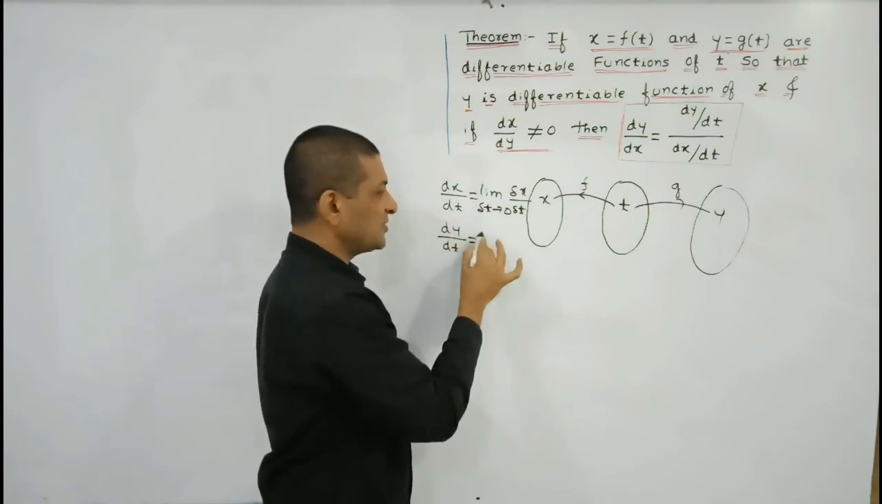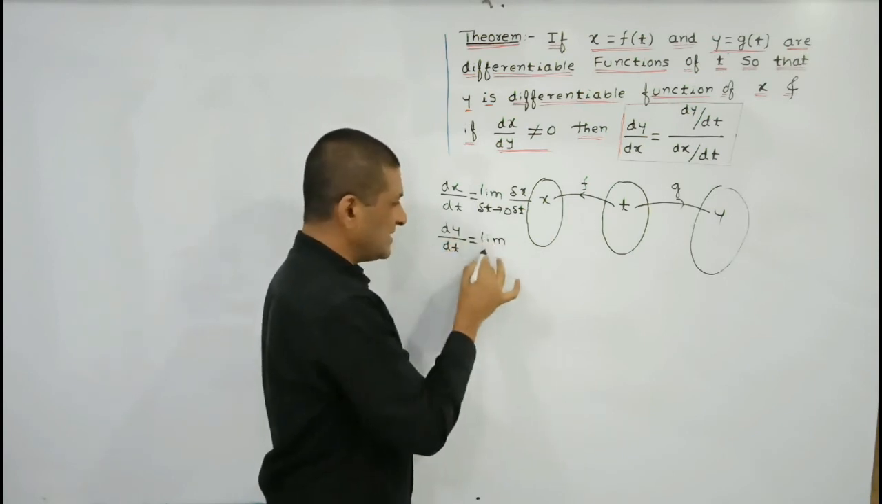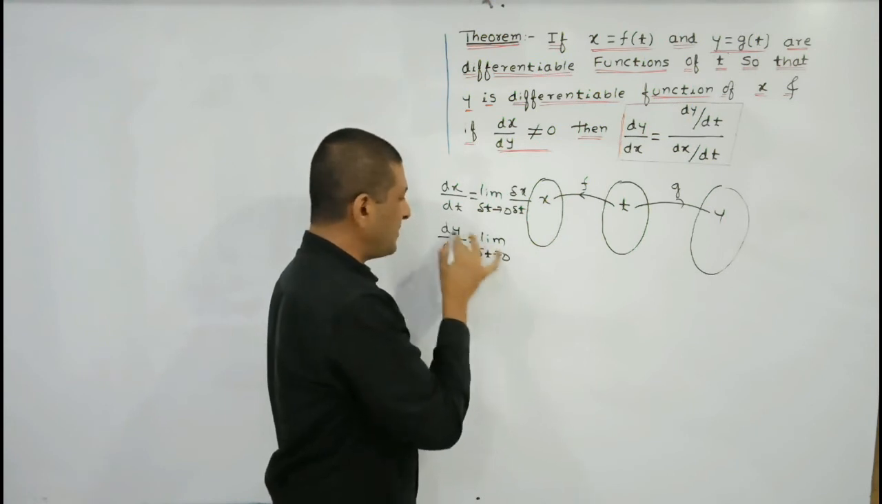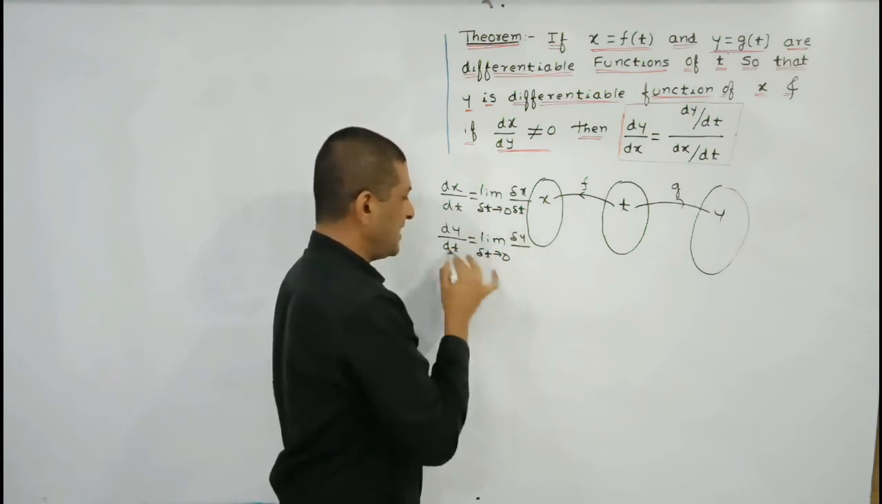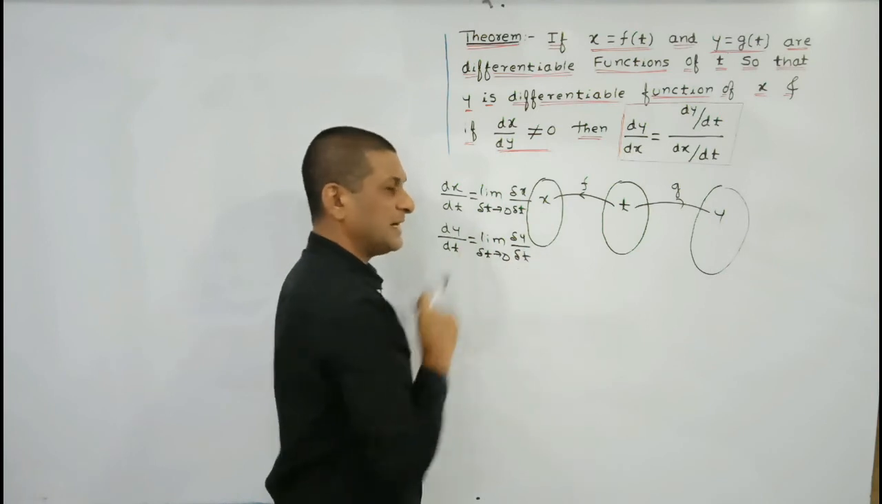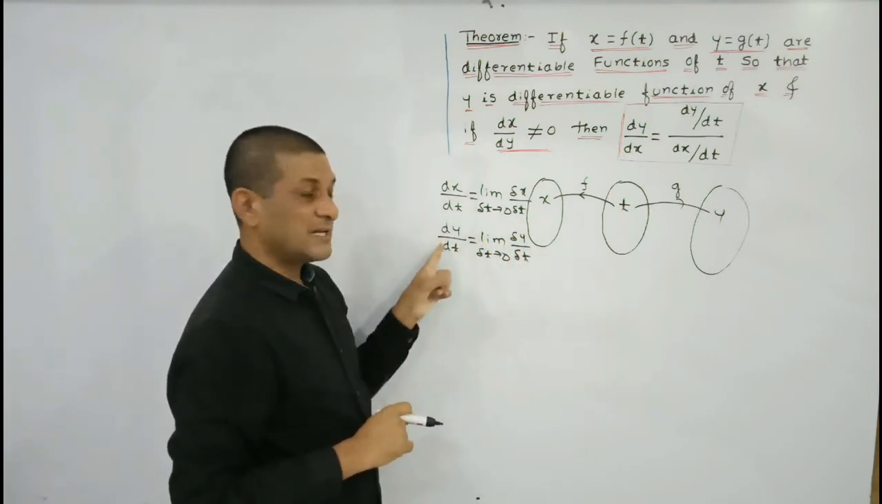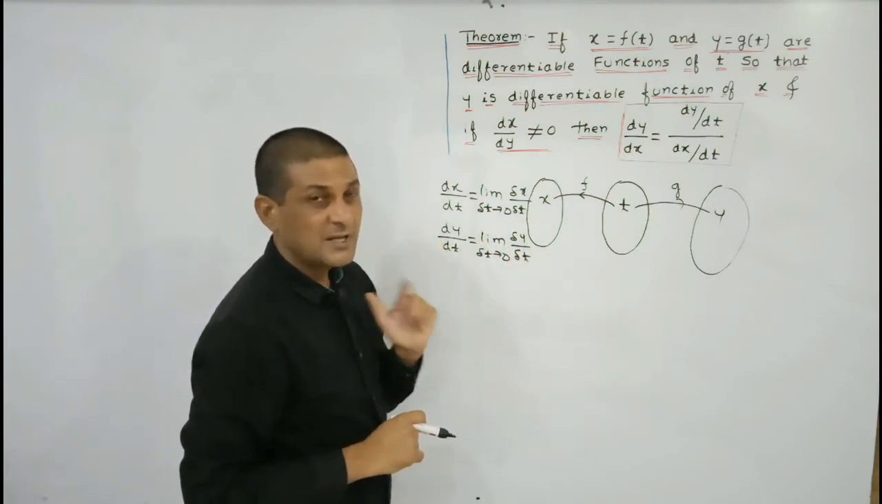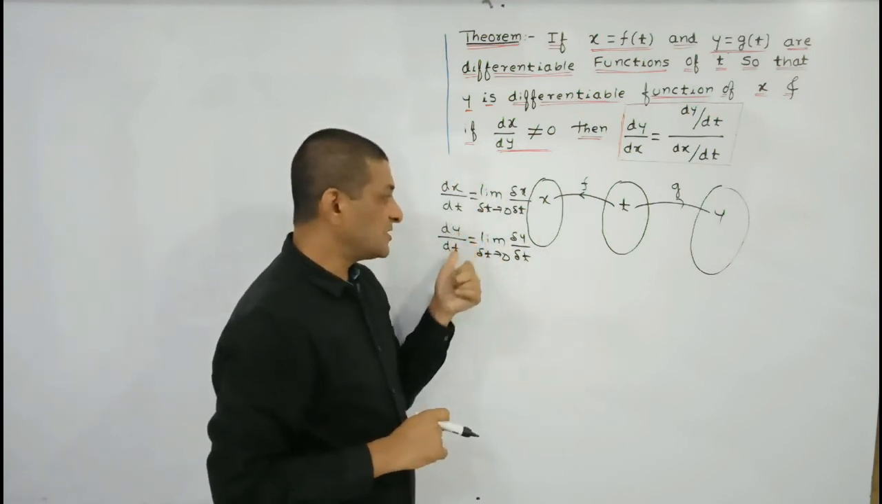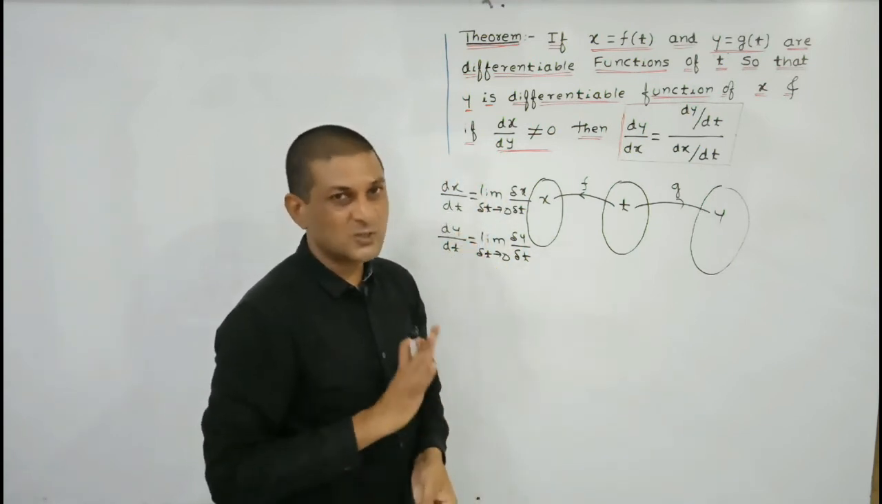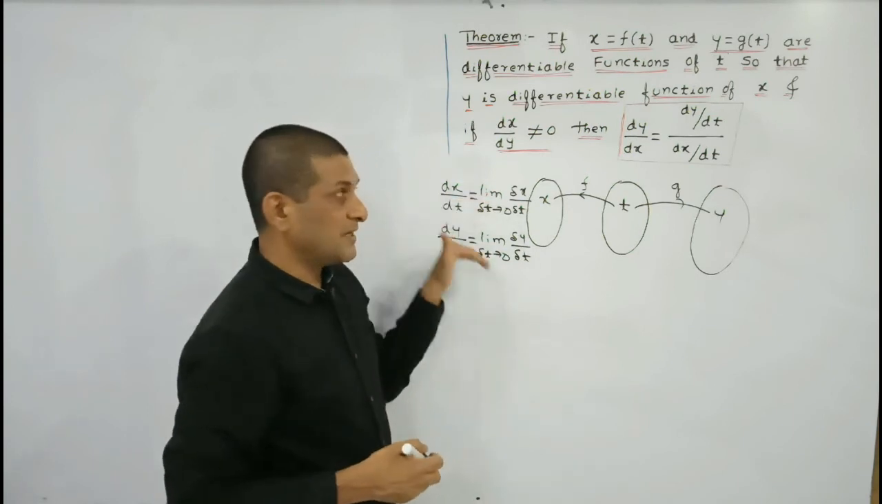If this differentiation exists, which limit exists? Limit delta t tends to 0, delta y upon delta t. Here there is dy, so delta y, and here there is dt, so delta t. So if this limit exists, at that time you can say that the function is differentiable, but it is already given to us that the function is differentiable. Its meaning is that the limit already exists. These are the given conditions.